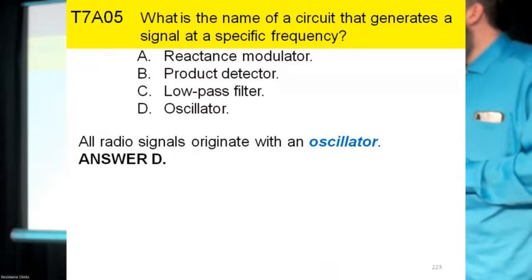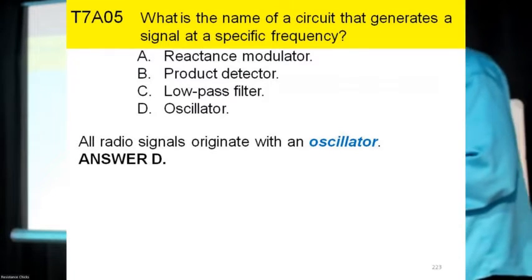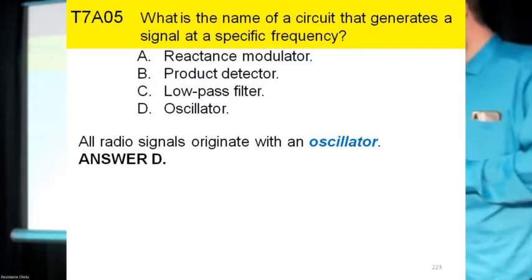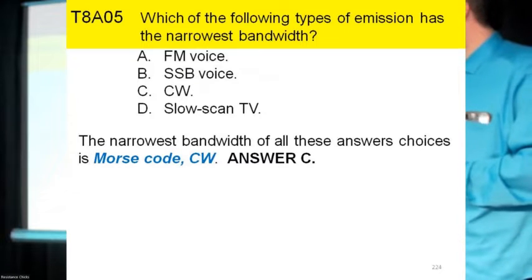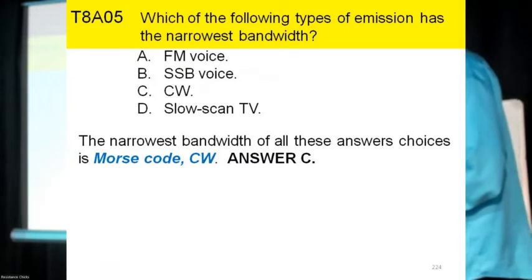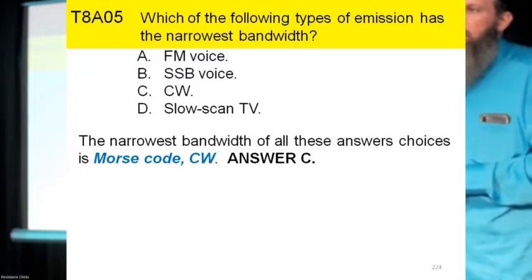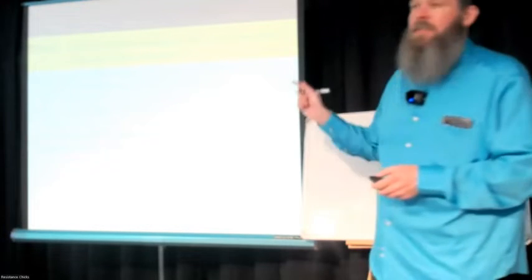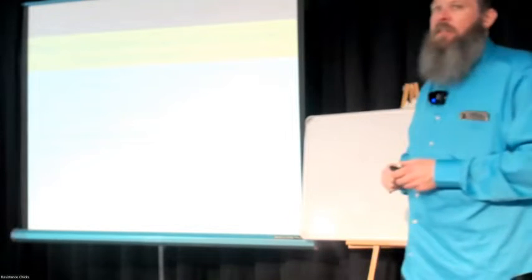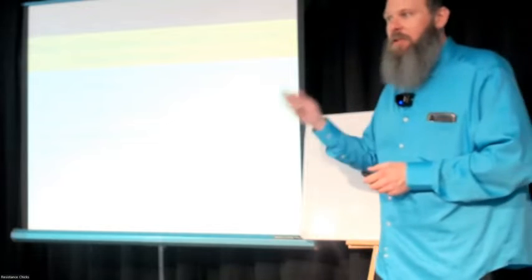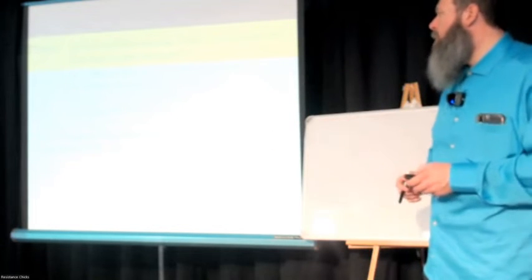What is the name of the circuit that generates a signal at a specified frequency? And the answer is an oscillator. Which of the following types of emission has the narrowest bandwidth? Anybody? What's that? No, CW, Morse code, yep. Because all you're hearing is a dot or a dash. You know, it's not about voice quality. I mean, it's very, very small.